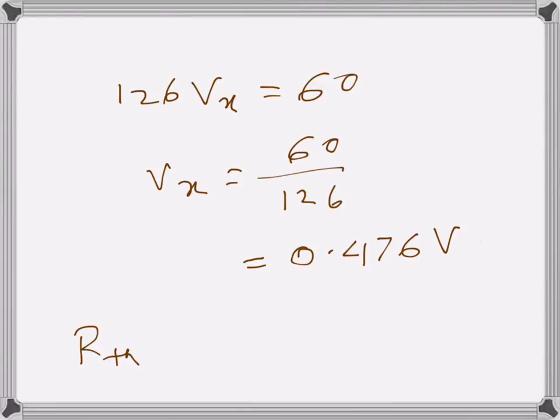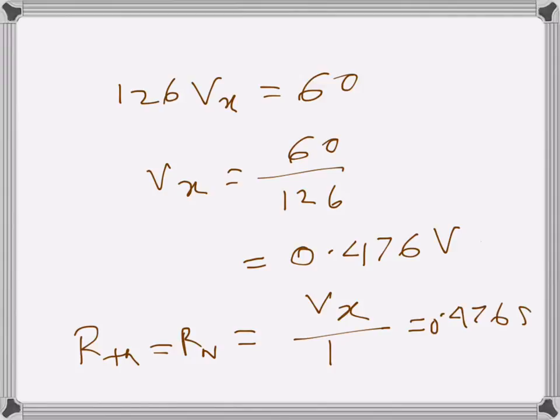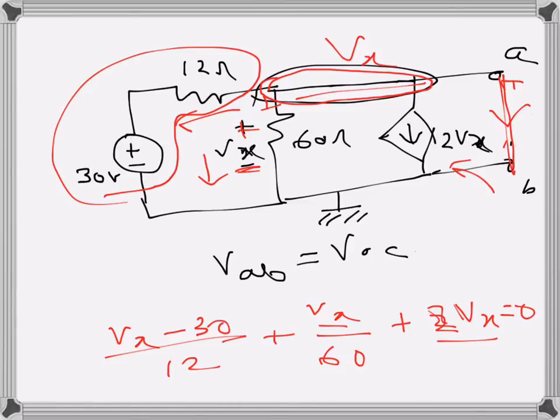So R Thevenin or R Norton, that is the resistance seen from there, is Vx over the value of the current source, which is 1. So that will be 0.476 ohms, or I multiply by 1000 and write it with the unit of milliohms, 476 milliohms. So that's the Thevenin's or Norton's resistance seen from terminal AB, which is this terminal.